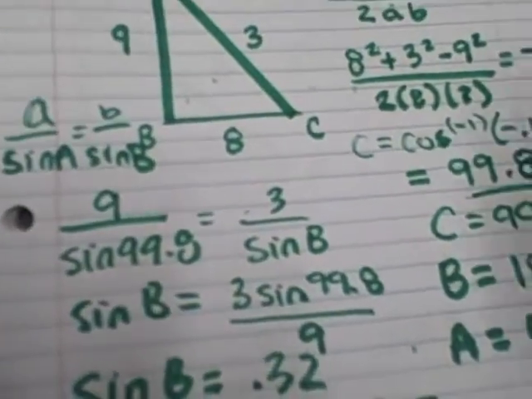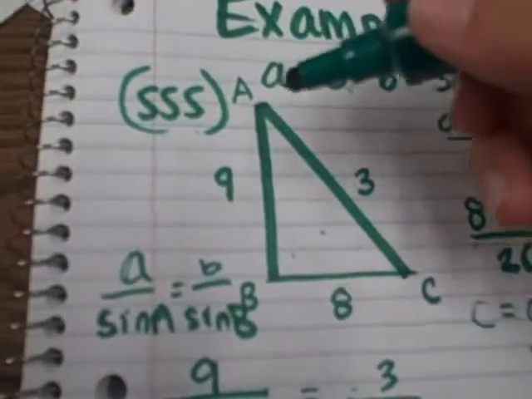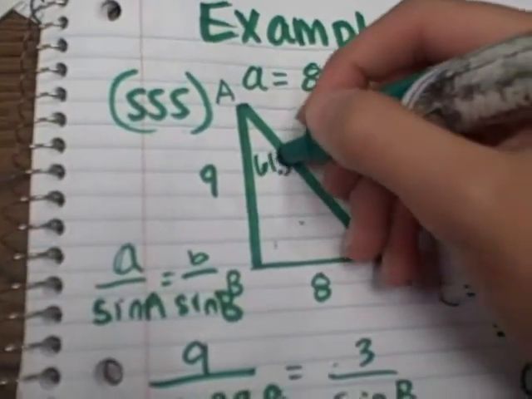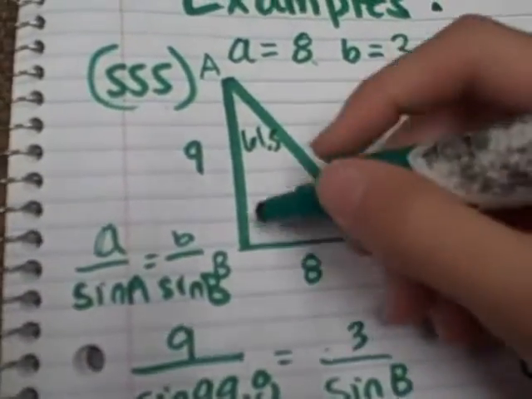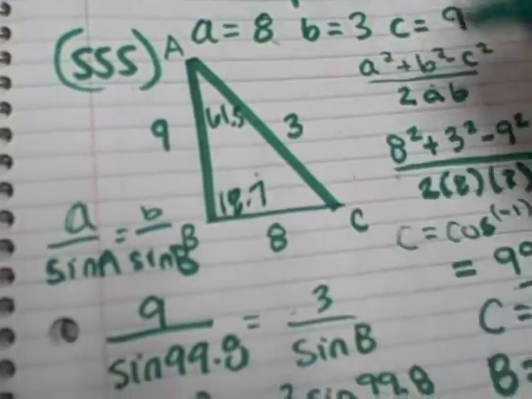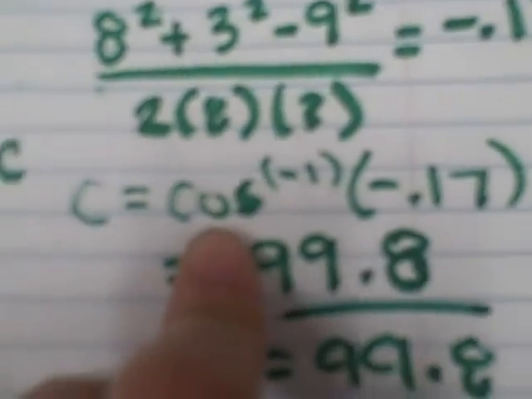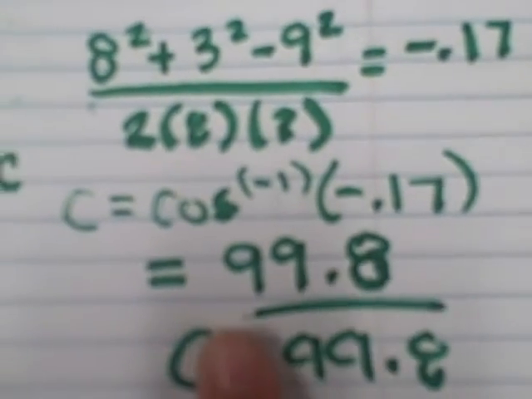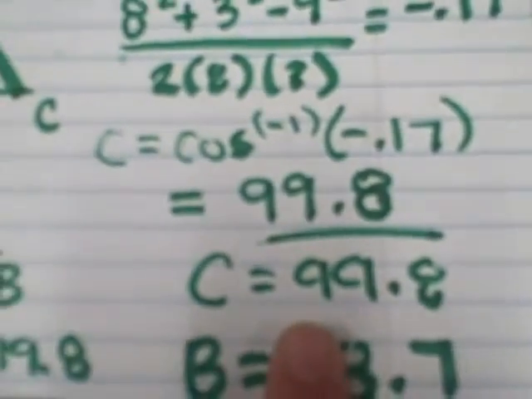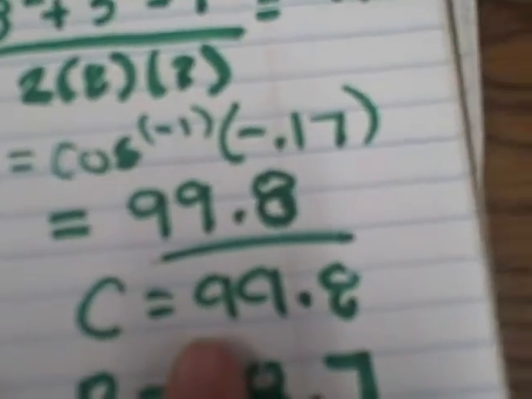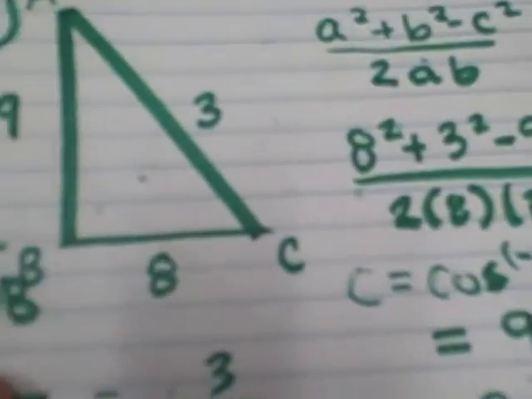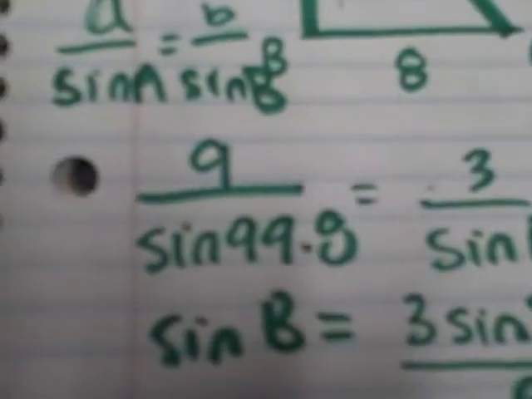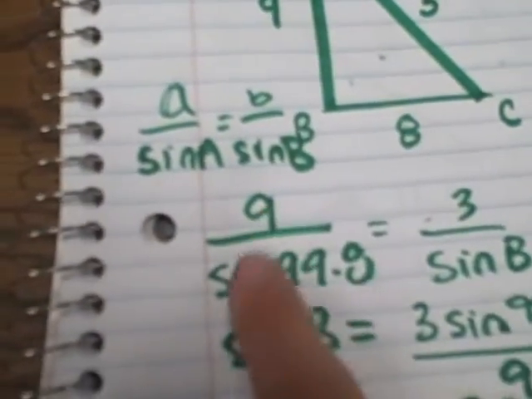So to fill in our triangle, we've got angle A equals 61.5. Angle B equals 18.7. So then you take the inverse of cosine. So it's cosine to the negative 1 of negative 0.17, and it gives you 99.8. So the angle for C is 99.8. Now, to figure out the rest of it, you're going to use the law of sines, which Melissa explained earlier. So you've got a over sine A equals b over sine B.